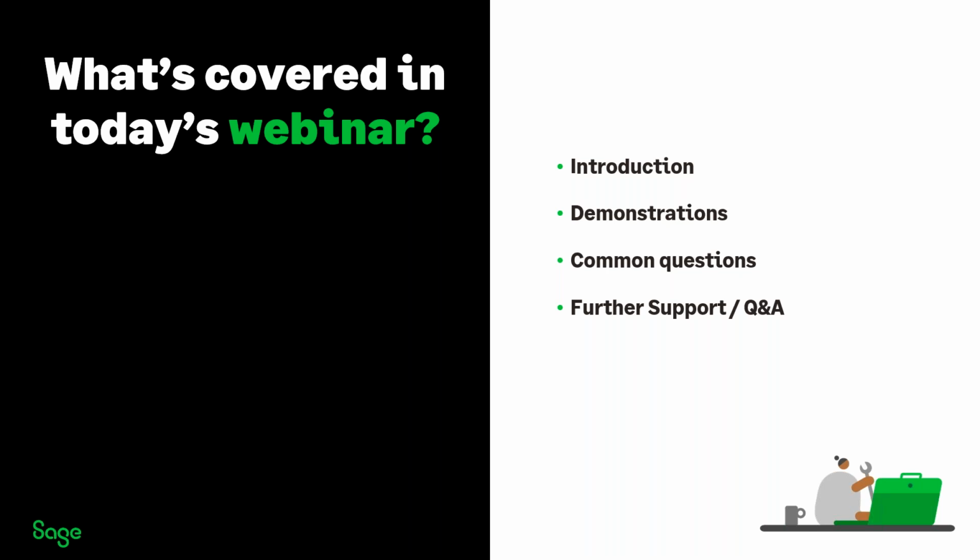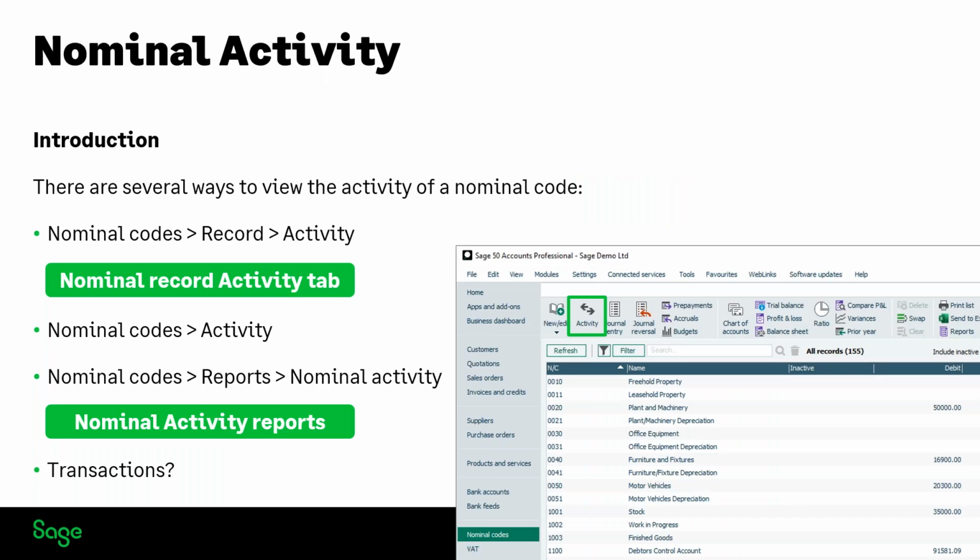So let's get stuck in then. The nominal activity. Well, there are several ways to view that activity. And the activity, when we're talking about that, basically it's just the transactions that have been posted to that specific nominal code. Now, depending on the nominal code and the transaction type, you may not have actually specified that nominal code. It may be like the VAT element, or if you need to put, it will post a double entry to the debtors control account.